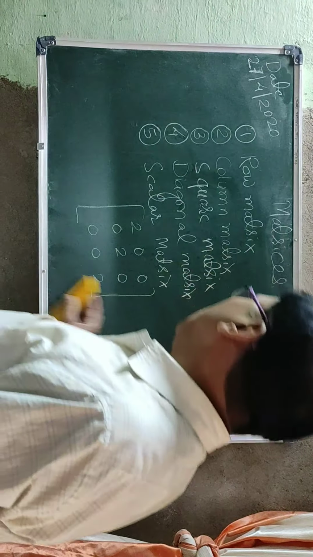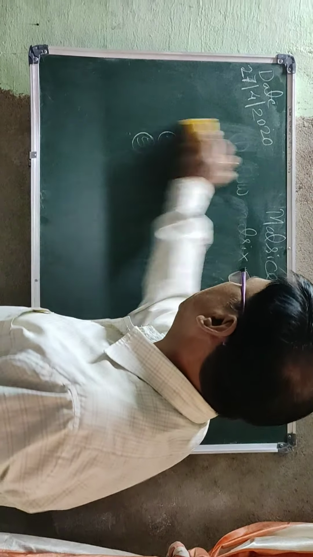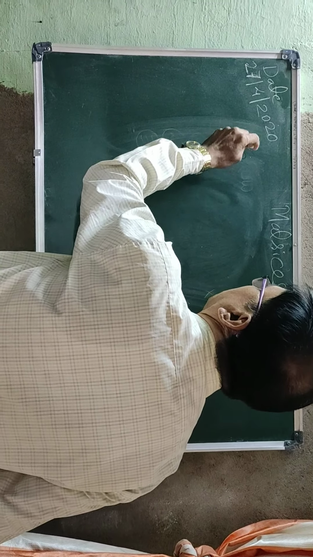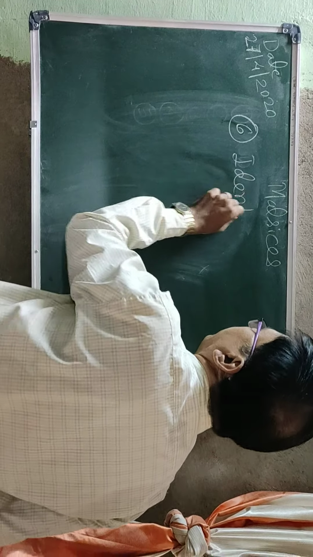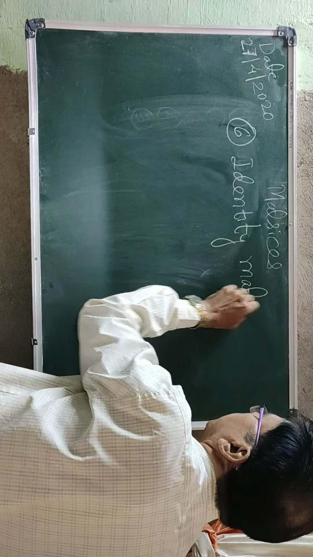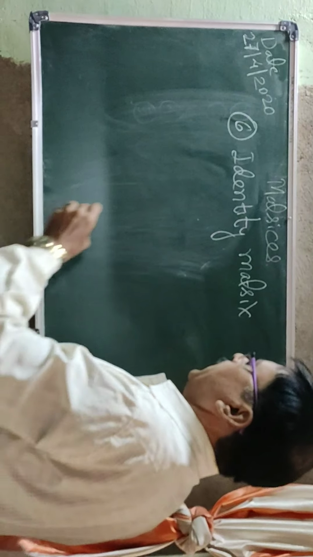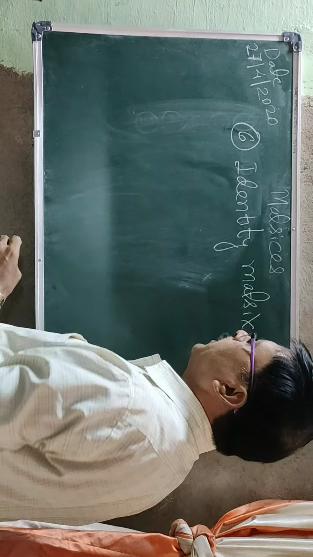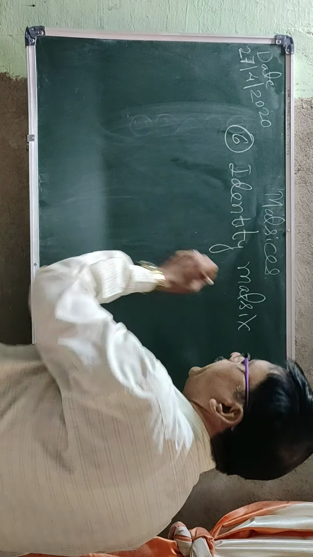Scalar matrix is a diagonal matrix in which the diagonal elements are equal. Now today we have to see the next one, that is the identity matrix. Type number 6, that is the identity matrix. A matrix, the scalar matrix or the diagonal matrix, in which all the diagonal elements are equal to 1 is called an identity matrix.